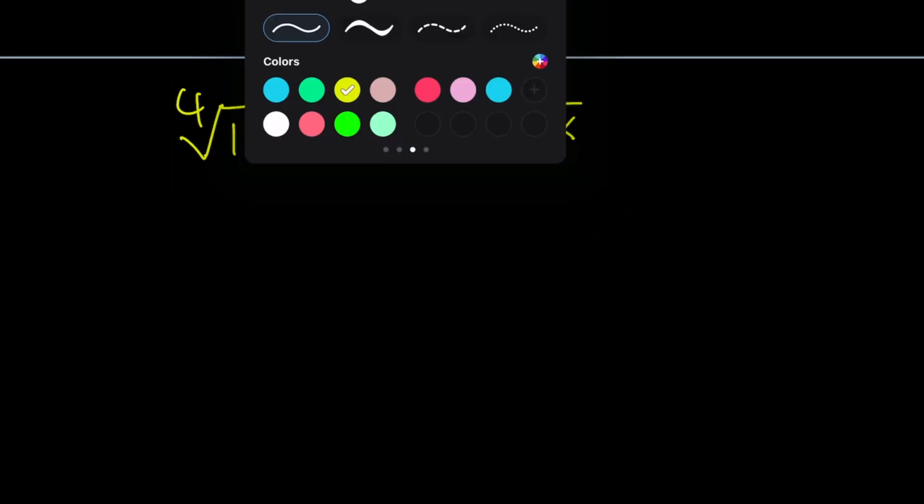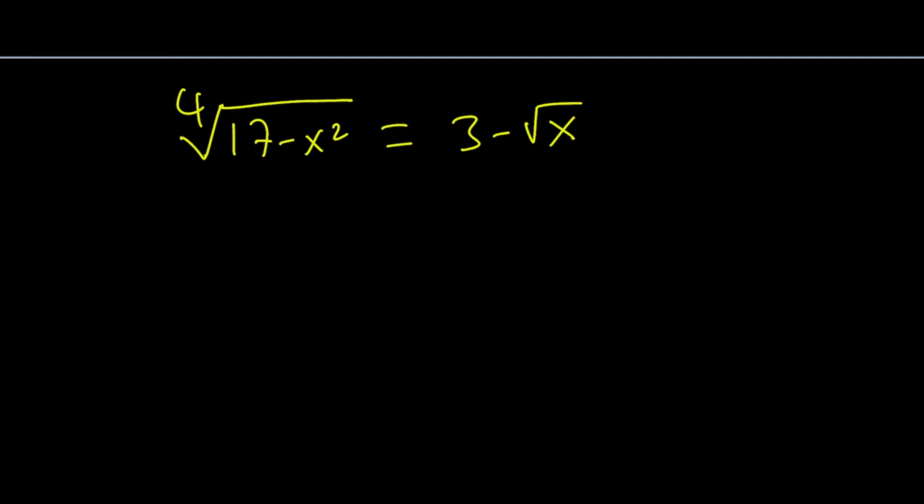We have the fourth root of 17 minus x squared equals 3 minus the square root of x. So instead of squaring or fourth rooting or fourth powering both sides, we're going to use a very powerful tool that I've been using almost all the time, and I'm pretty sure you already know what it is. It's called substitution. All right, so here's what we're going to do. We're going to call this whole thing B and call this A.